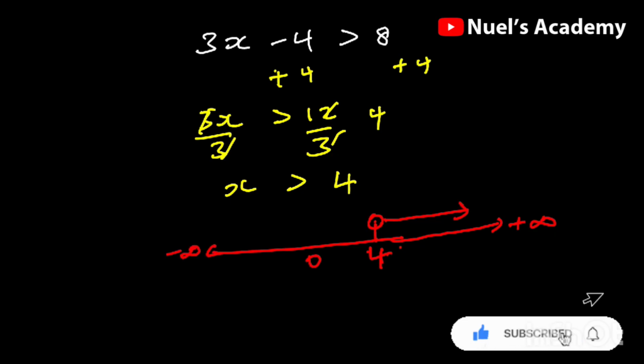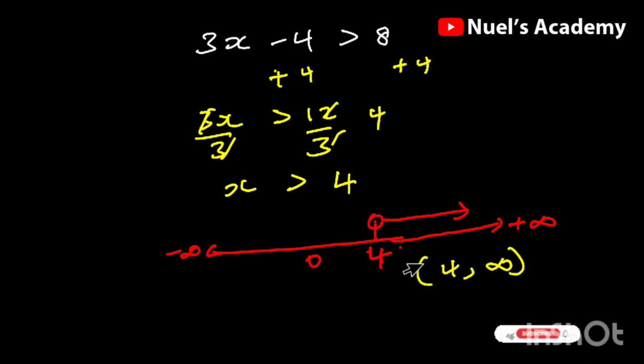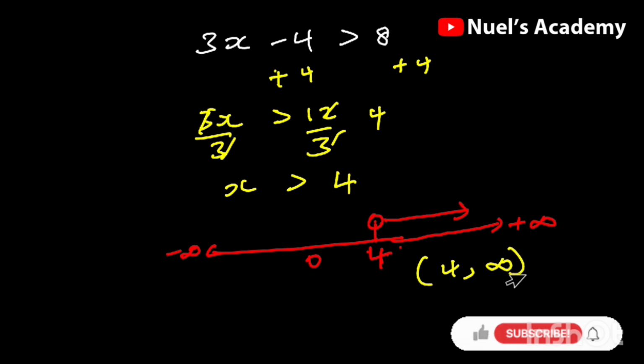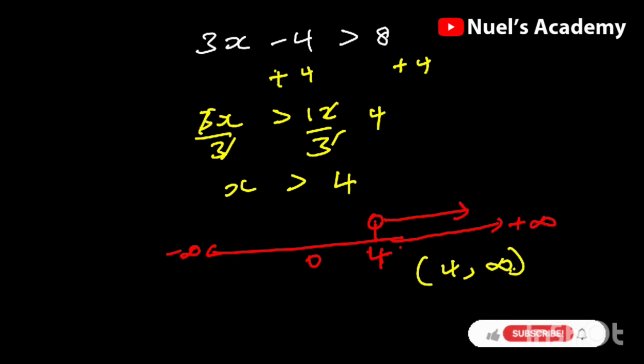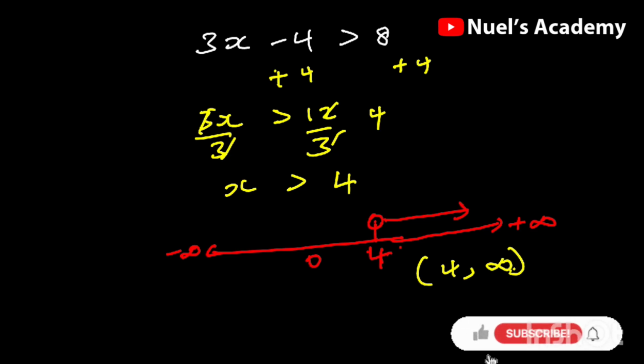So to represent this in interval notation, the answer is going to be 4 to infinity. Remember, this 4 is not inclusive, and then we close this infinity sign with an open parenthesis because infinity is not a specific number, so it is open. It goes on and on. So this is how to solve the inequality. Let's go ahead and solve other questions.